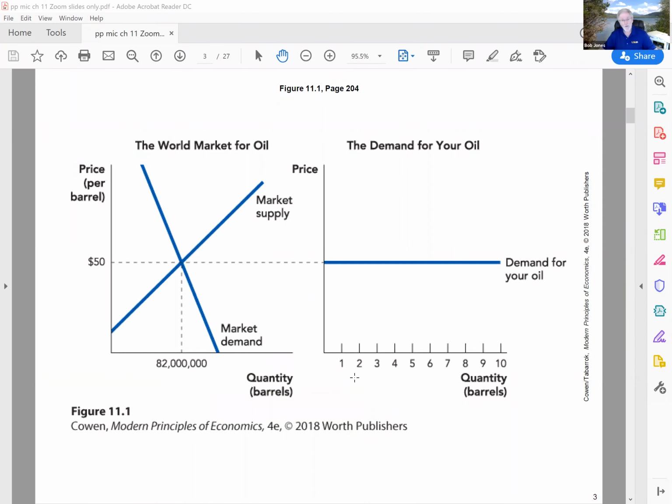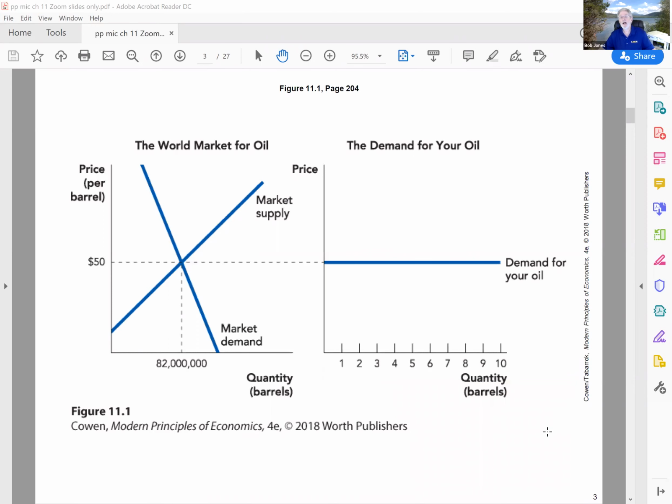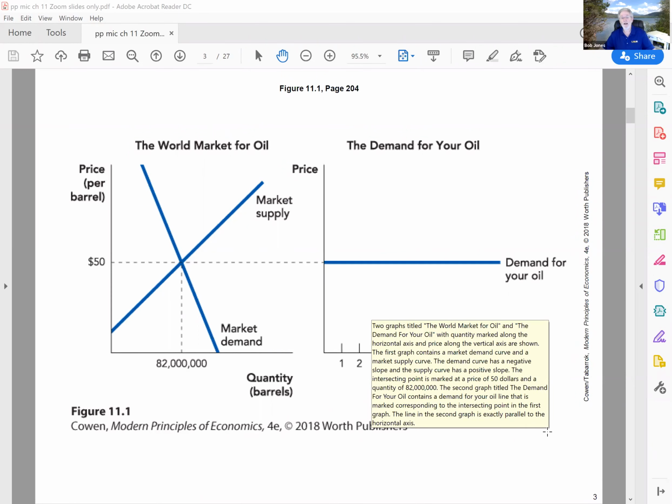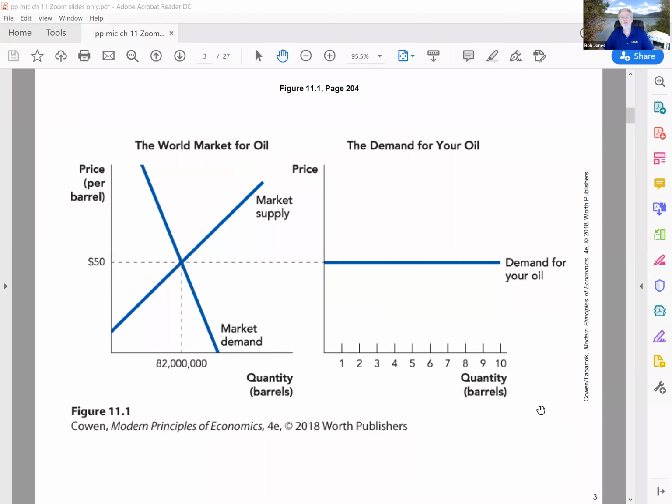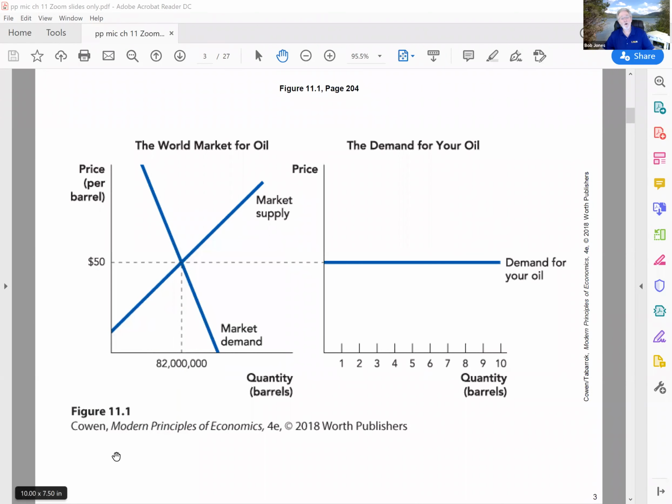So when we're talking about a highly competitive market, and in many ways, the market for oil is highly competitive, not in every way, but in many ways, you do have lots and lots of producers. And so if you're an oil producer and you own a few oil wells, then you're a tiny part of that market. And so you don't get to decide what price you're going to charge. World conditions determined by market supply and market demand determine the price.